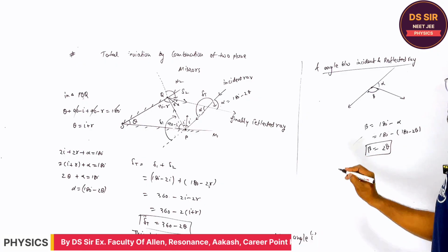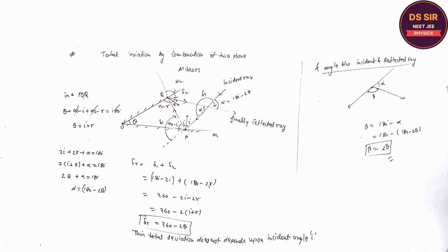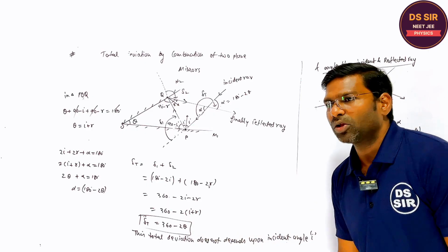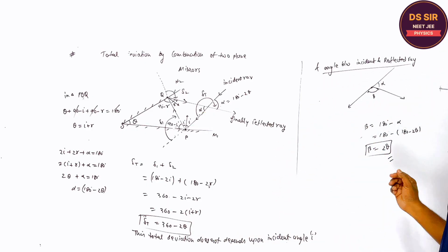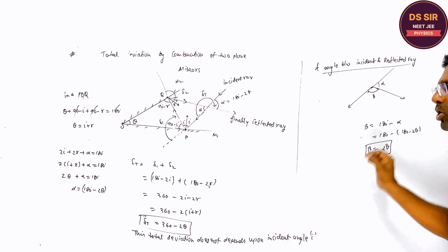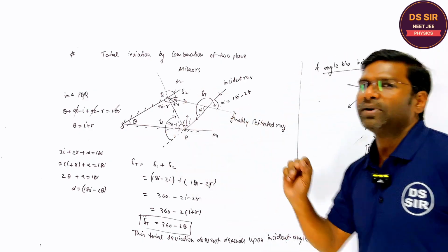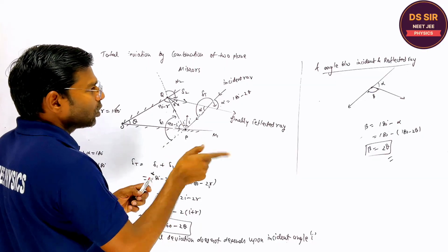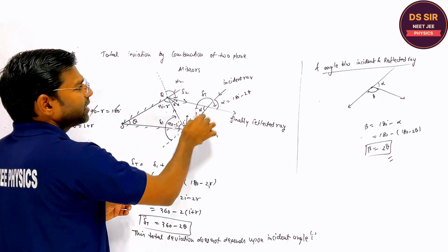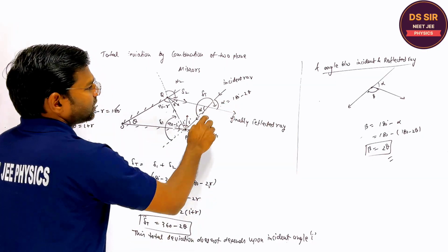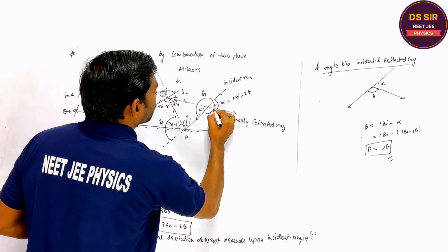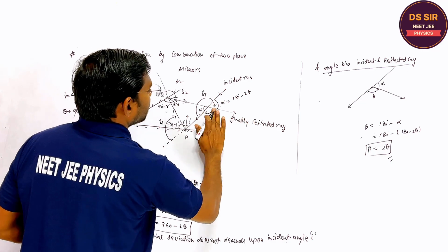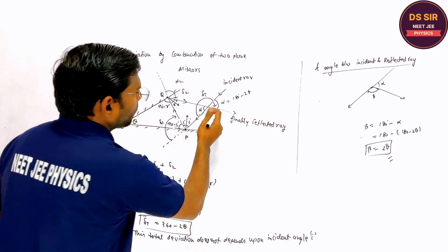So remember, when one light ray is incident on a plane mirror and reflected back by the second mirror, the angle between the incident and the reflected ray is 2 times the angle between the mirrors. This alpha is different. Alpha is not the angle between the incident ray and the reflected ray. This is the beta. Copy this.